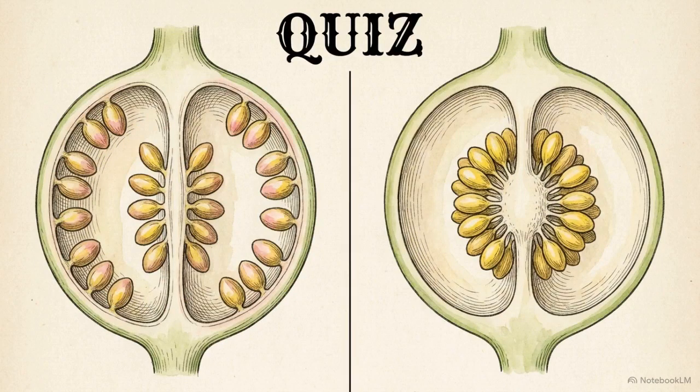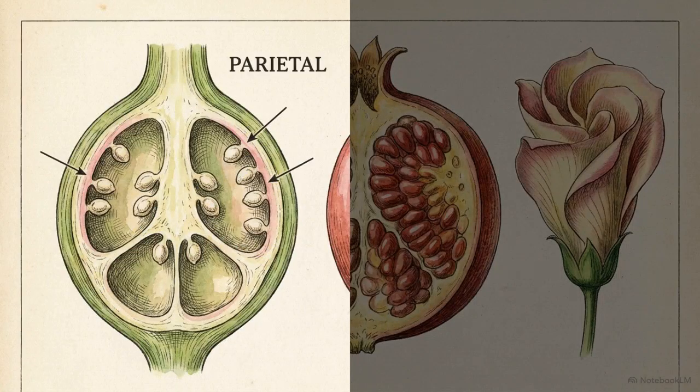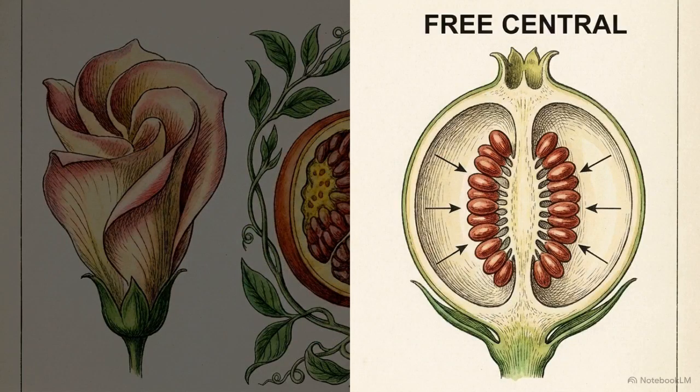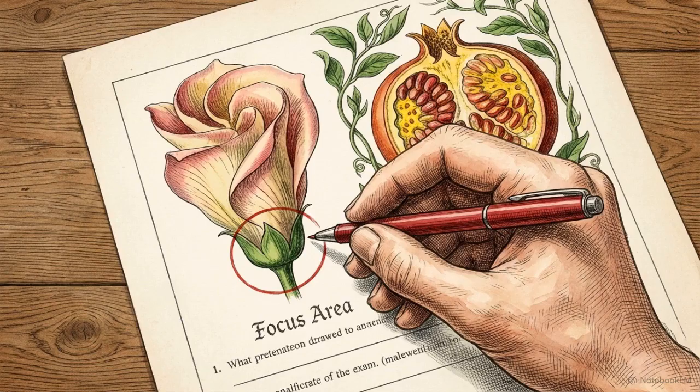Let's test your eye for detail. Pause the video and look at these 2 unlabeled cross-sections. Which is free central and which is parietal? Focus strictly on the point of tissue attachment. On the left, the ovules are attached to the outer wall. That's parietal. On the right, they are attached to the center without dividing walls. That's free central. Looking past the empty space to identify the exact tissue attachment point is the most effective way to avoid visual traps on an exam.